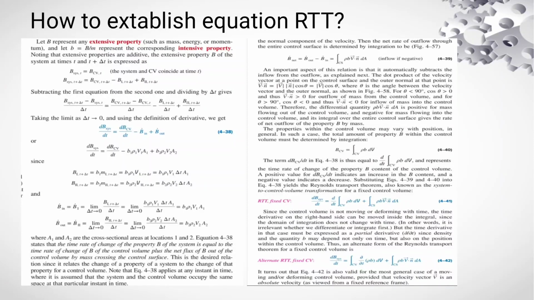Taking the limit as delta t goes to 0 and using the definition of the derivative, we get dB system over dt equals dB control volume over dt minus B in plus B out. You can see the equation in Figure 4-38.